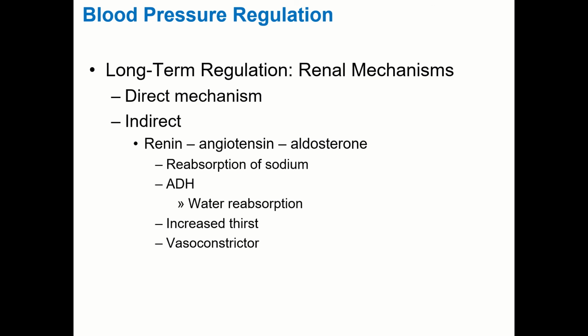Long term, if your blood pressure gets too high, the direct mechanism is: as blood pressure increases, the rate of blood flow increases, and so the flow of blood through the kidney tubules speeds up, and when that happens, we're going to lose more fluid as urine.